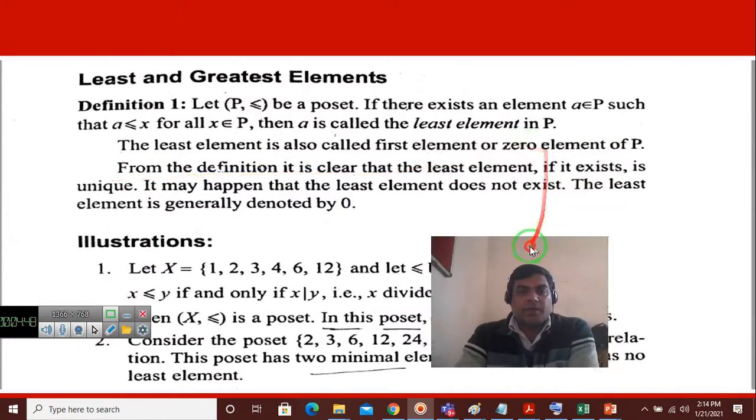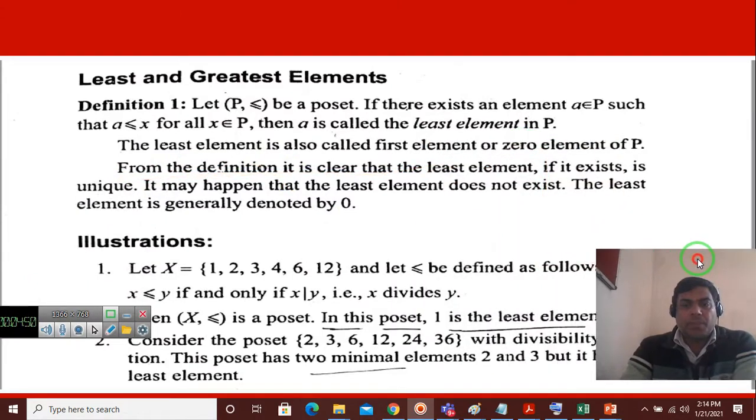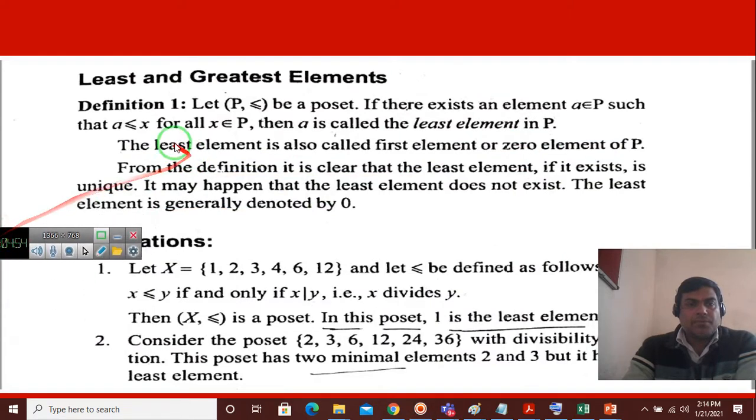Now the second thing is minimal elements, least and greatest element. Least element: in a partially ordered set, if there exists an element a in such a way that a is less than or equal to x for all x, meaning this condition is true for the less than or equal to relation, a is least from each and every element lying in the set. Then a is called the least element.